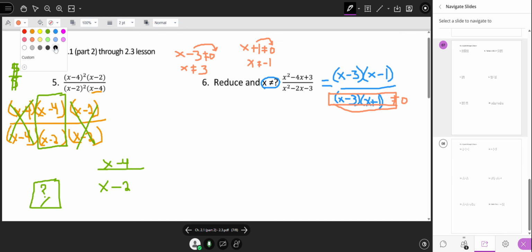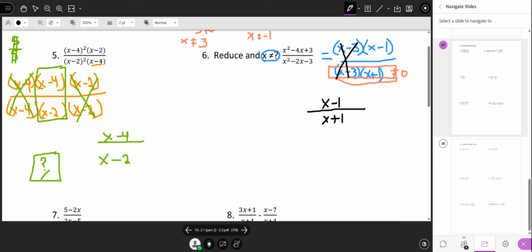Now, my very last step here, I cancel my like terms. This one has a minus, that one has a plus. So I hit my fraction key, put x minus 1 up top and x plus 1 on the bottom. This one, 5 isn't so hard. 6 is a little bit more difficult.